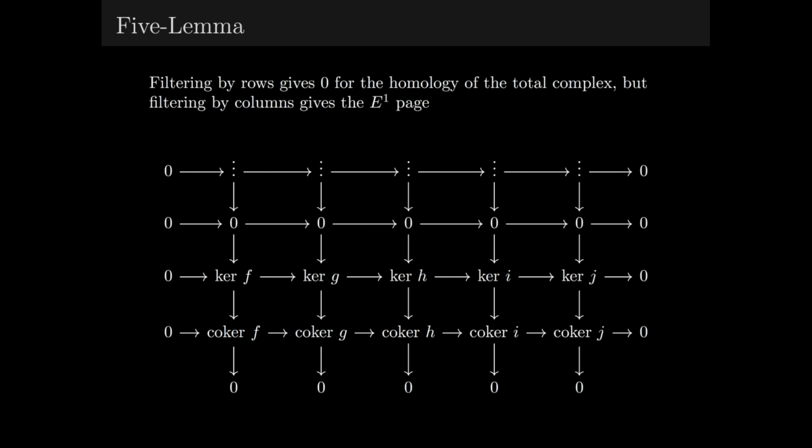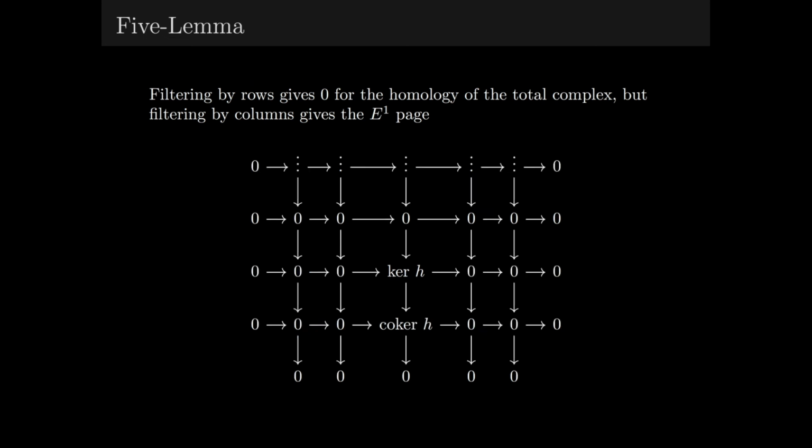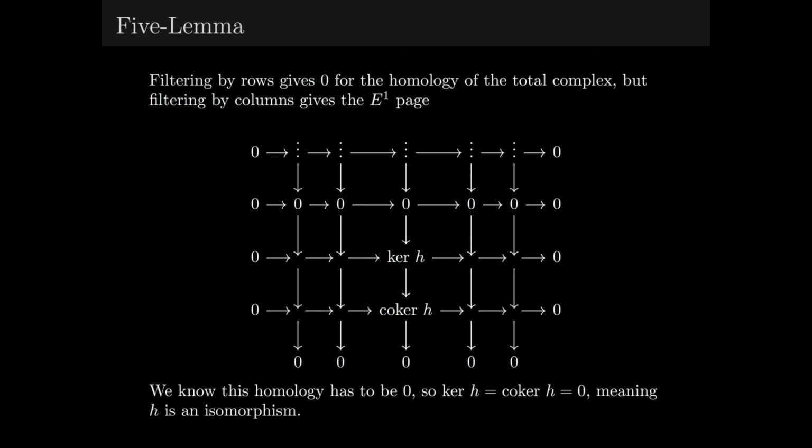Now, if we filter by rows, we obtain the following E1 page. Notice, though, that since we assumed the outer 4 maps are isomorphisms, we can simplify this page quite a bit. Notice that the differential d1 points 1 to the left, and none of the higher differentials will connect the 2 remaining entries. Then these must survive to the E infinity page. Since we already know that the homology of the total complex vanishes, the E infinity page has to vanish, meaning H is both injective and surjective.